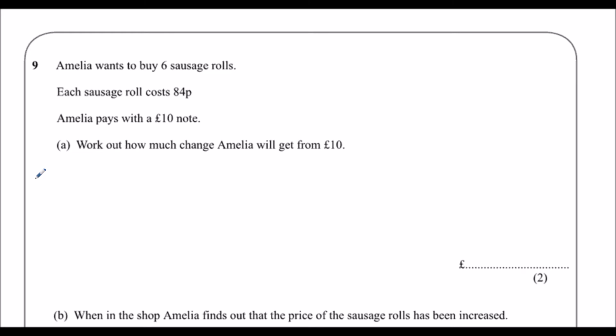Question 9. Amelia wants to buy 6 sausage rolls. Each sausage roll costs 84p. She pays with a £10 note. How much change will she get? So 6 sausage rolls for 84p each. So 6 times 84p. 6 times 84p, that's 504p. Or in pounds, that'd be £5.04.